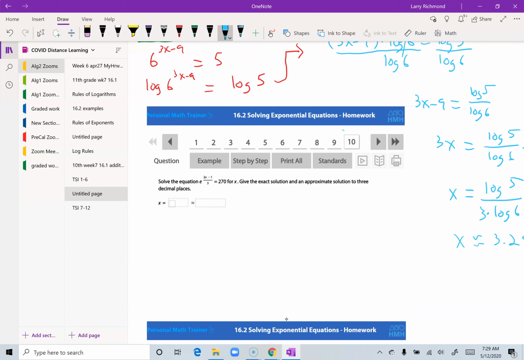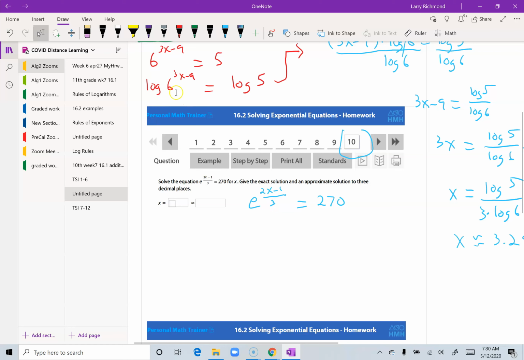We're looking at number 10. Yours might be exactly the same, but it should be similar. We have e to the power of the fraction 2x minus 1 divided by 3 equals 270. So in this case, since our base is e, we're going to use the natural log. This will eliminate e altogether.